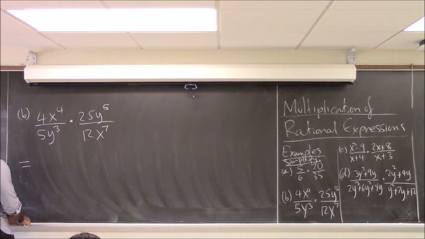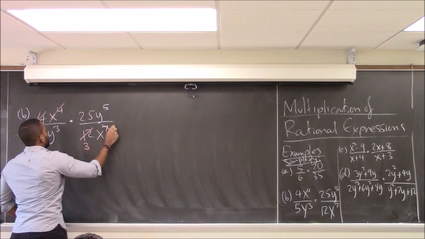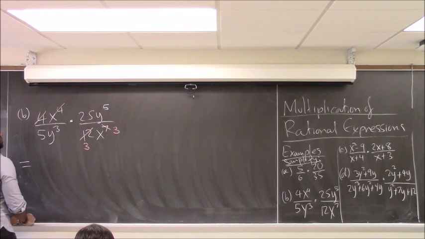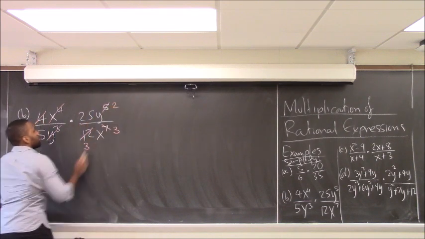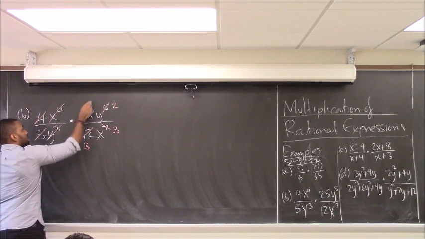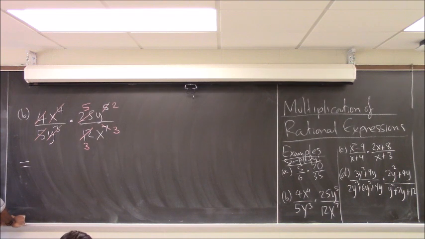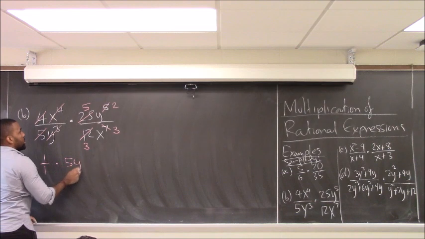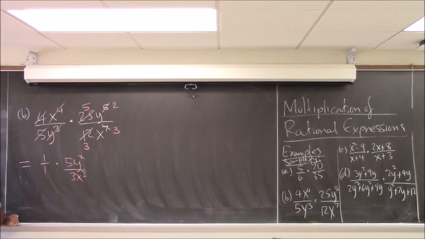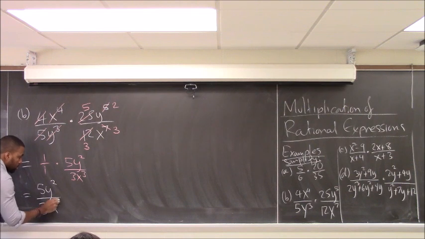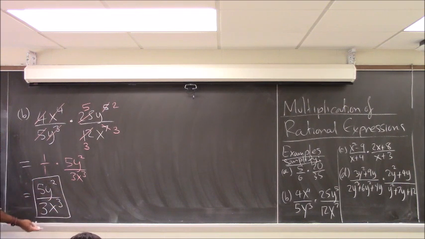All right. 4 goes into 12, 3 times. So that would be left over with? 3 times, yeah. Well, it's negative 3 if I put it to the top. I'm just canceling here. Then if I divide the x cubed into the y to the fifth, what's left over is y squared. The 5 can go into the 25, 5 times. So what do we actually have left over here? There's a 1 over 1 times 5y squared over 3x cubed, right? And it turns out that's actually the answer. Now you can multiply across. At this point, there's nothing else to cancel. We already did all the canceling.